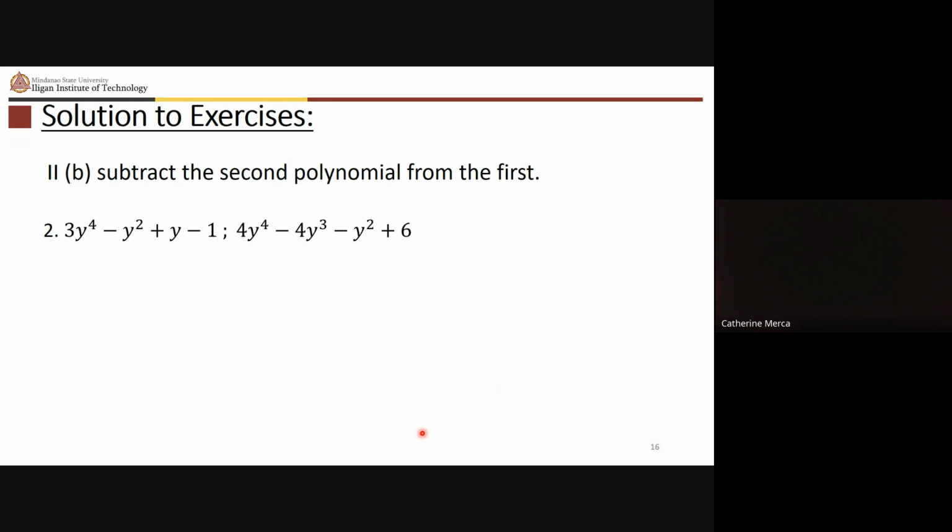So the other one is subtract the second polynomial from the first. You write down the first one first, then subtract the second from it. So you have 3y to the fourth minus y squared plus y minus 1. Minus this, preceded by a minus sign, so that becomes minus 4y to the fourth plus 4y cubed, then plus y squared, and then minus 6.